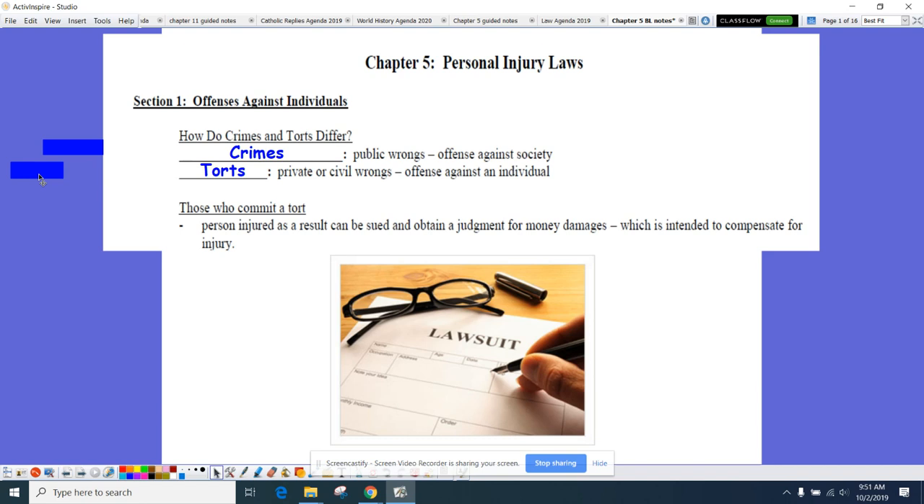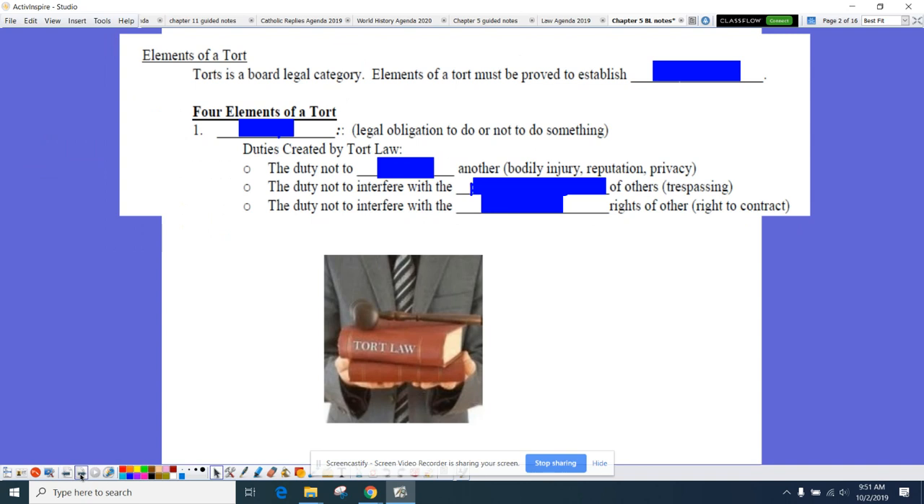Those who commit torts, these are usually people who are injured as a result of some kind of action. They can usually be sued or obtain some kind of judgment for monetary damages to compensate for that injury. So, elements of a tort. Torts are pretty broad. They cover a lot of different kinds of issues. But the big key here is to establish liability, like who is responsible for committing a certain action.